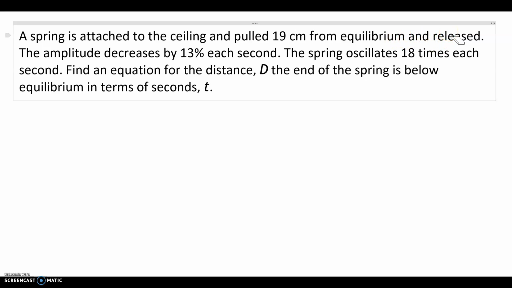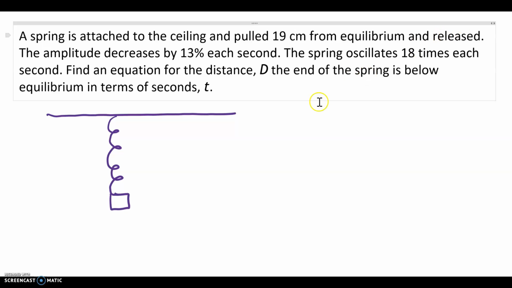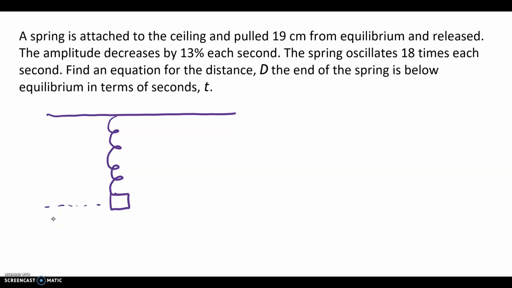So here's our ceiling right here. The spring is hanging down from the ceiling, and imagine there's a handle or something at the end of the spring, and here's the equilibrium. So you can draw a little dashed line for equilibrium. Okay, so someone comes along and pulls the spring downward, so it stretches the spring out, and that distance is 19 centimeters. Okay, let's keep reading.